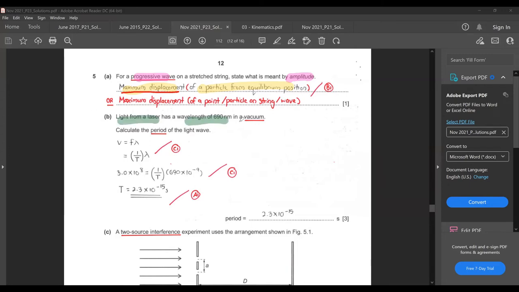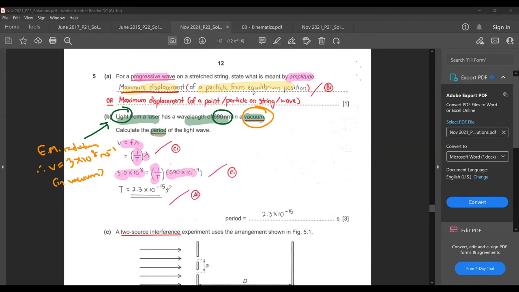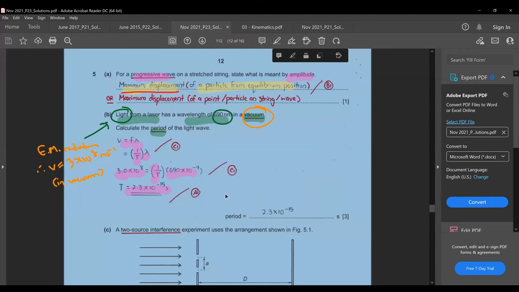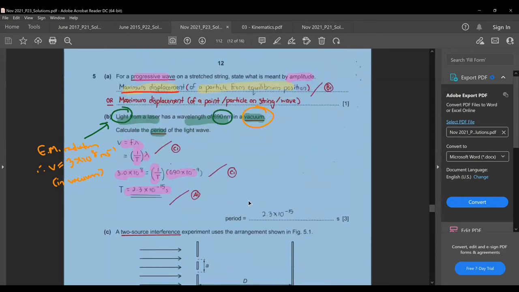Light from a laser has a wavelength of 690 nanometers in a vacuum. Calculate the period of the light wave. This one, no issues. You have the wavelength, and you know this is light. Light is EM radiation. Therefore, v is 3 times 10 to the power 8 meters per second in a vacuum. You also know that this is a vacuum, so it applies here. So you just use the equation v equals f lambda, and you know that frequency is the reciprocal of the period. Just change frequency to the reciprocal of the period. Sub in everything, and you will get the answer as 2.3 times 10 to the power minus 15 seconds. And just by doing this, you are getting another 3 marks. Pretty straightforward. I don't think it's that difficult that we need to do anything much on this.